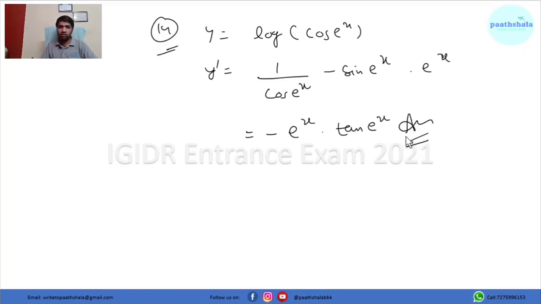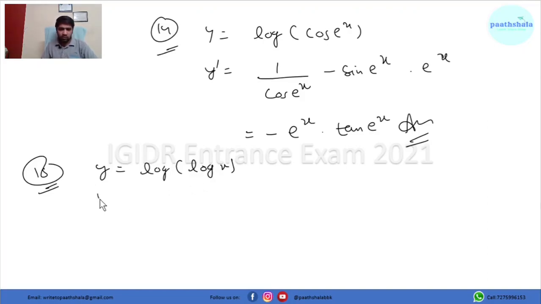So this will be the final answer. Now moving to question number 15. So it is y equals log of log x. Okay, so again we have to follow the chain rule. So now let's differentiate it.